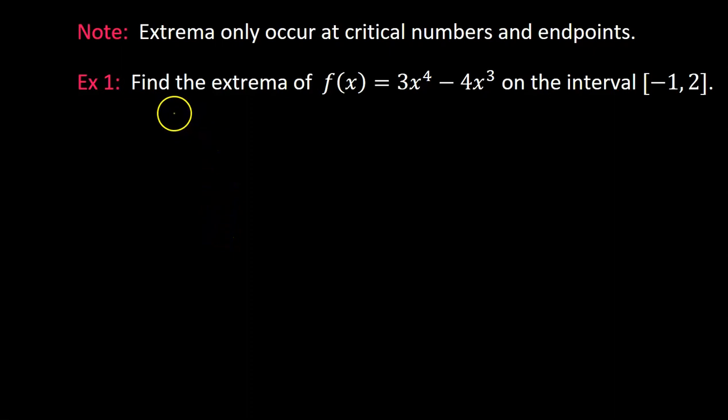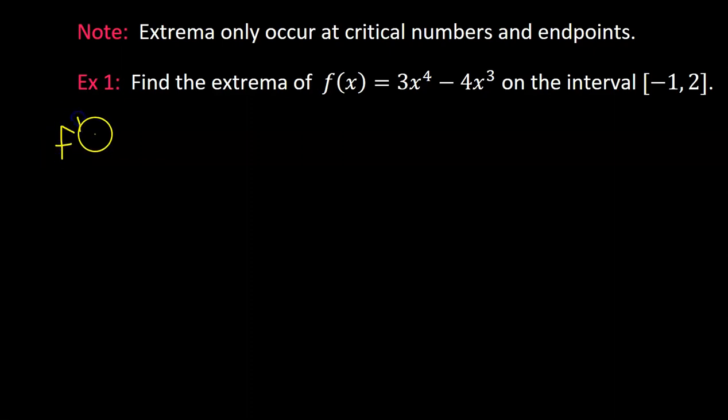So example 1, find the extrema of f of x equals 3x to the 4th power minus 4x to the 3rd power on the interval -1 to 2, the closed interval from -1 to 2. Since the extrema only occur at critical numbers, that means the extrema will only occur where the derivative is either equal to 0 or undefined. So it's all about the derivative, so that's going to be our first step.